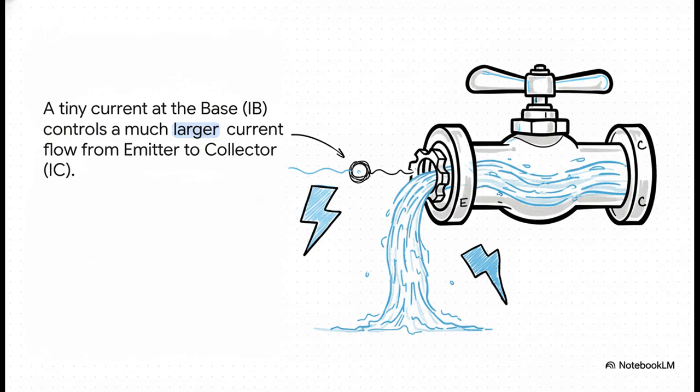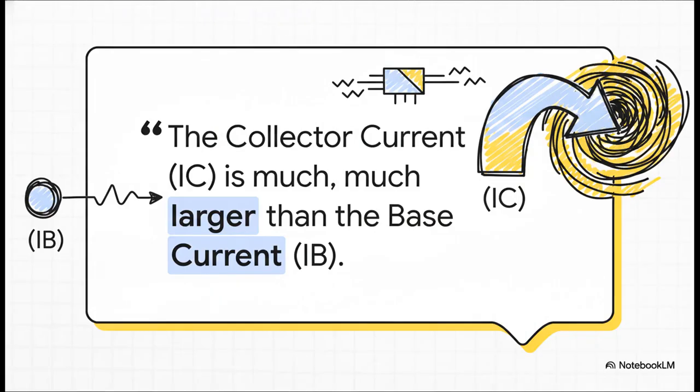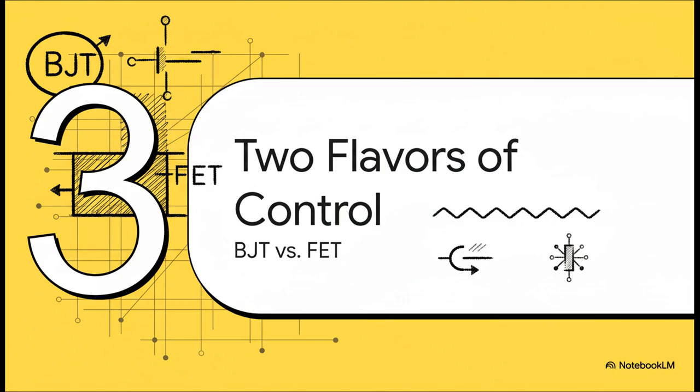Now, this is where it gets really clever. Imagine a giant water pipe. That's the flow from the emitter to the collector. The base is like a tiny little knob on the side of that pipe. If you just give that little knob a small twist by applying a tiny bit of current to the base, it opens up the main valve and allows a massive flood of current to rush from the emitter all the way to the collector. And that, right there, is the heart of amplification. That big gush of current at the collector is way, way larger than the tiny little trickle of current at the base that you use to control it. A tiny input controlling a huge output. That's the whole game.